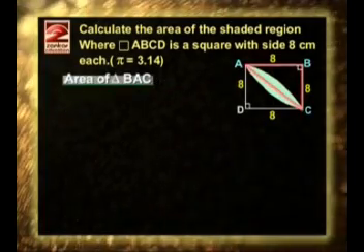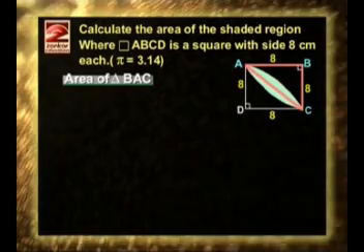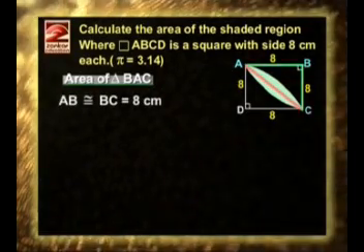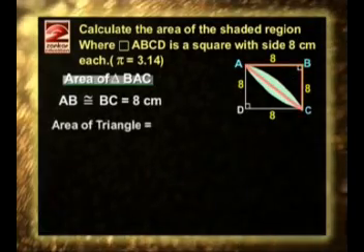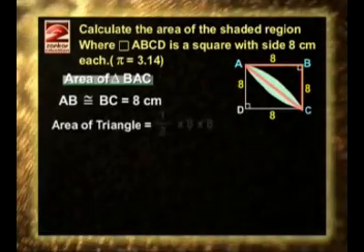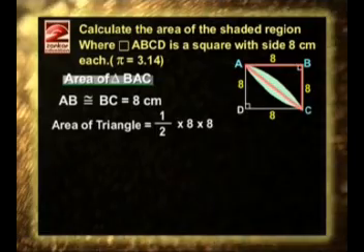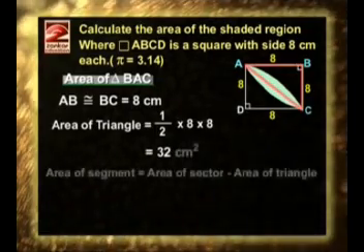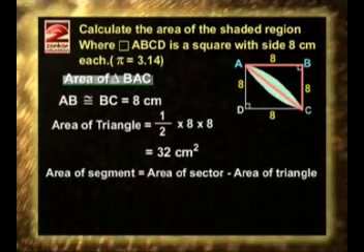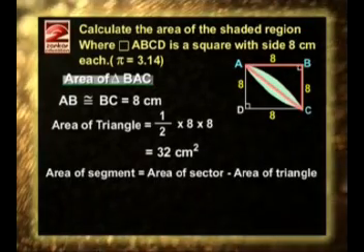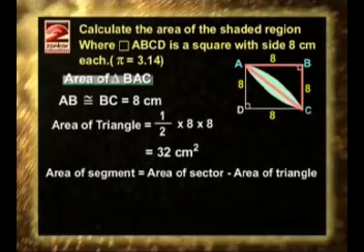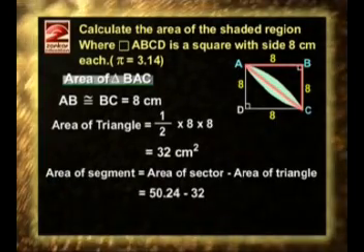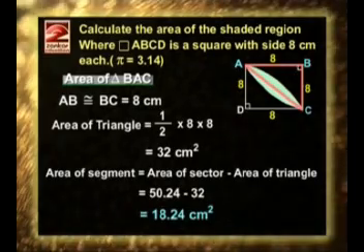Now we'll find out the area of the triangle BAC. Here AB is equal to BC is equal to 8 centimeter and therefore area of triangle is equal to 1 upon 2 into 8 into 8, that is equal to 32. And therefore area of the segment is equal to area of sector minus area of triangle, that is 50.24 minus 32 is equal to 18.24.